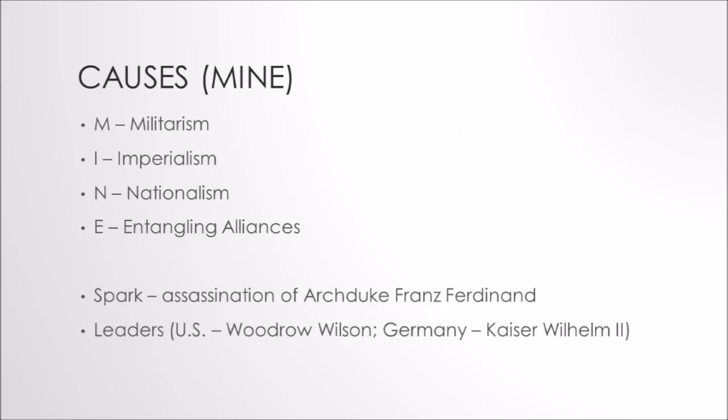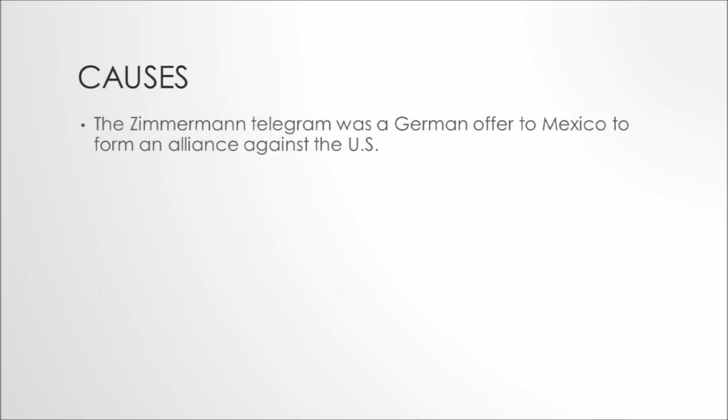World War I had many causes. We can summarize them with the word MINE: M, militarism; I, imperialism; N, nationalism; E, entangling alliances. The spark was the assassination of Archduke Ferdinand. The U.S. was led by Wilson, Germany by Wilhelm II.